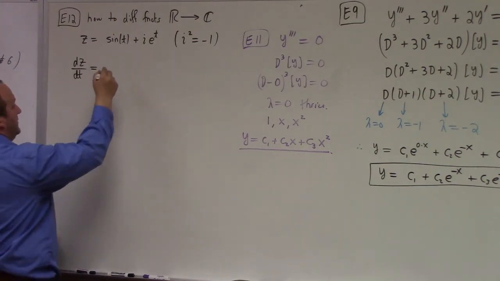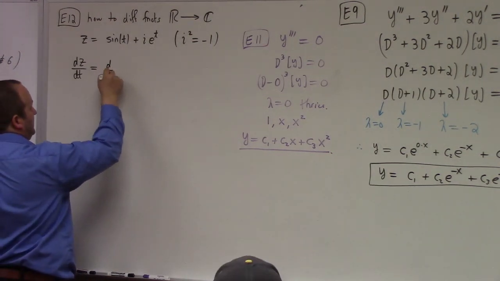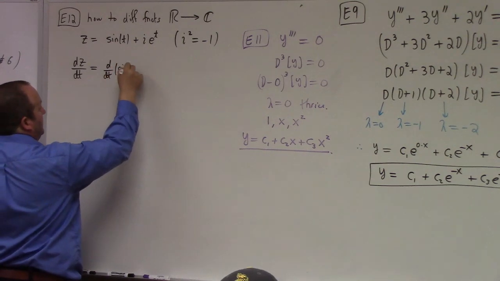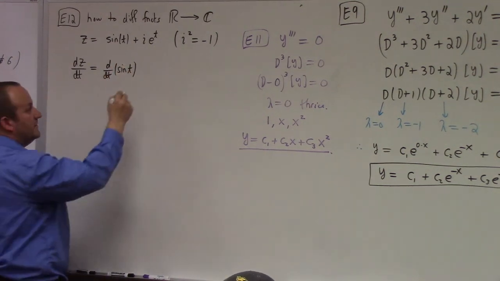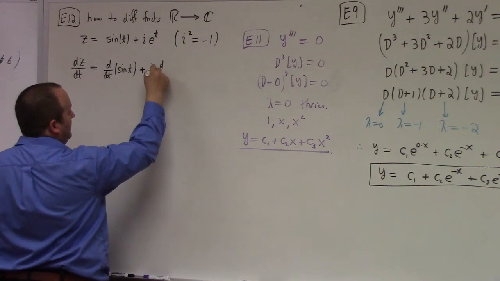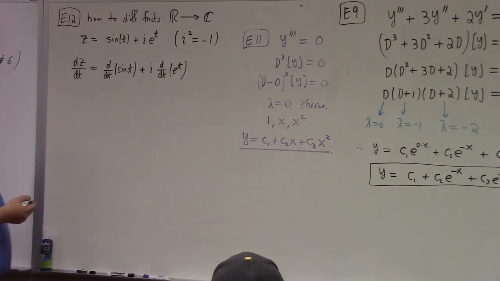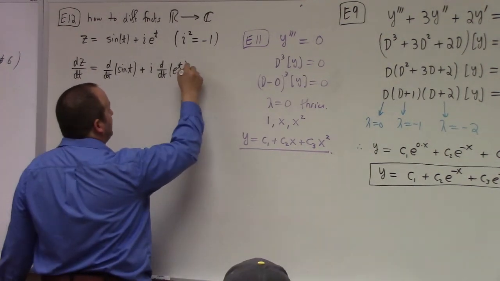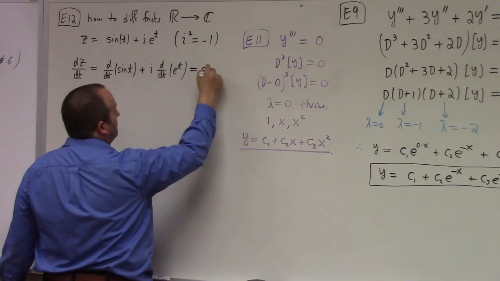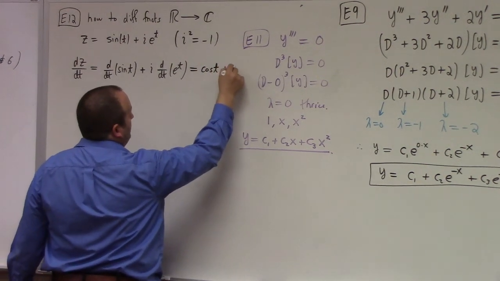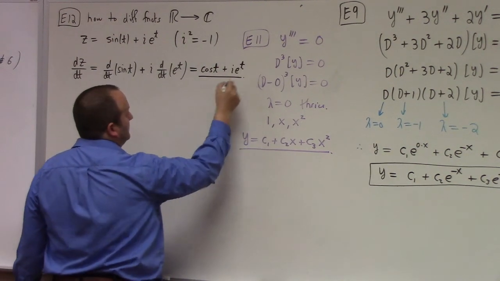All right, so what you do, it's really simple. You differentiate the real part, and you differentiate the imaginary part, and that's it. You just differentiate component-wise. That's how to differentiate a complex valued function of a real variable. Game over, end of story.